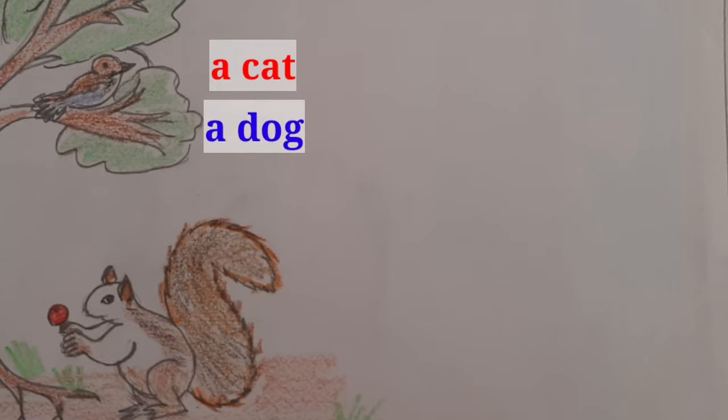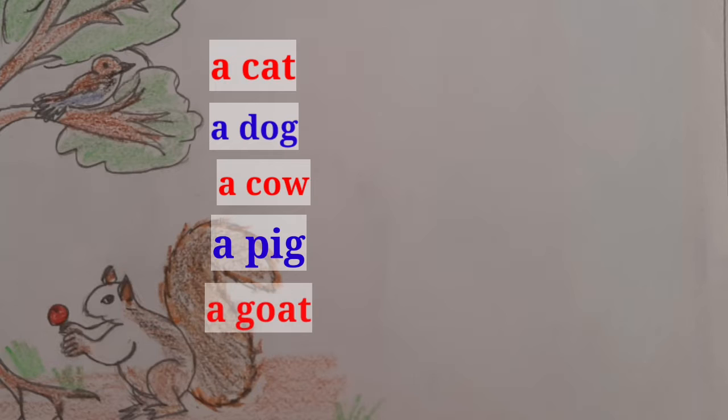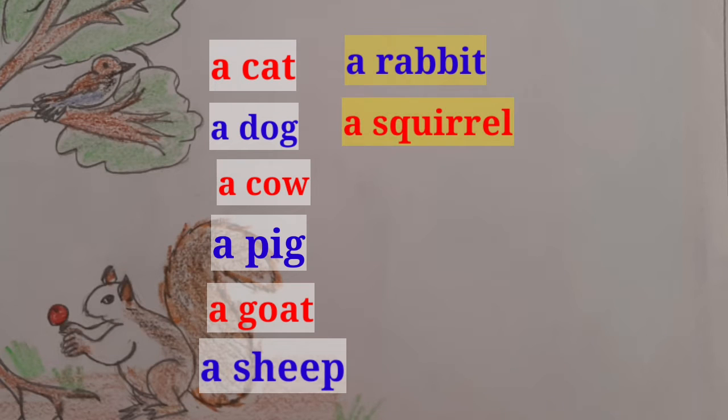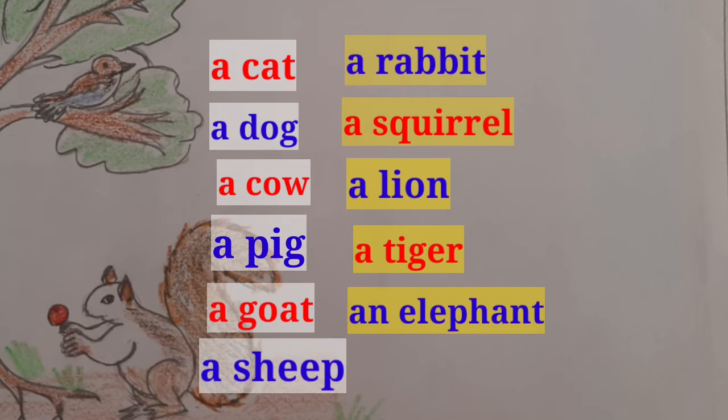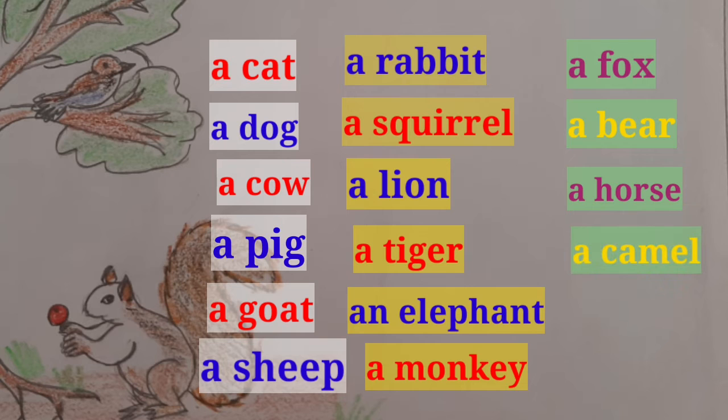Here are the names of animals. A cat, a dog, a cow, a pig, a goat, a sheep, a rabbit, a squirrel, a lion, a tiger, an elephant, a monkey, a fox, a bear, a horse, a camel, a deer, a tortoise. You can add more names.